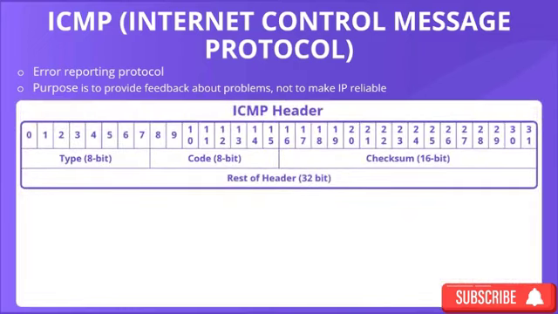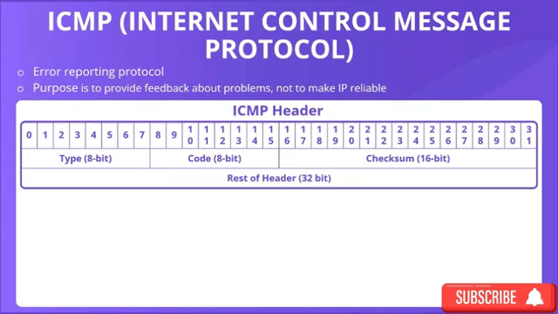So the ICMP header starts after the IPv4 header. All ICMP packets have an 8-byte header and a variable-size data section. The first 4 bytes of the header have a fixed format, while the last 4 bytes depend on the type and code of that ICMP packet.